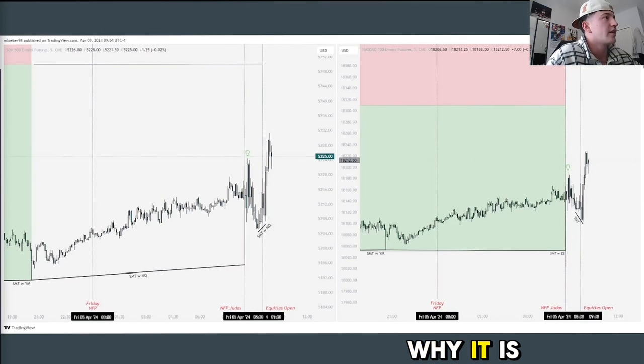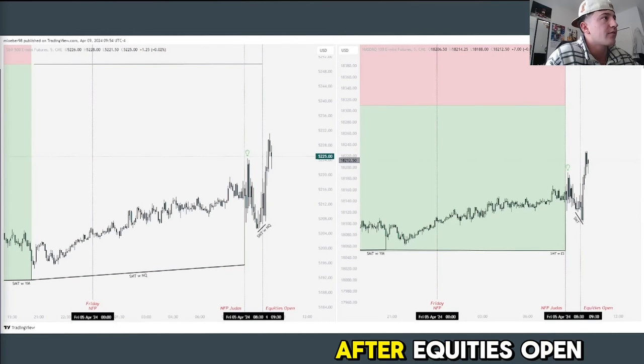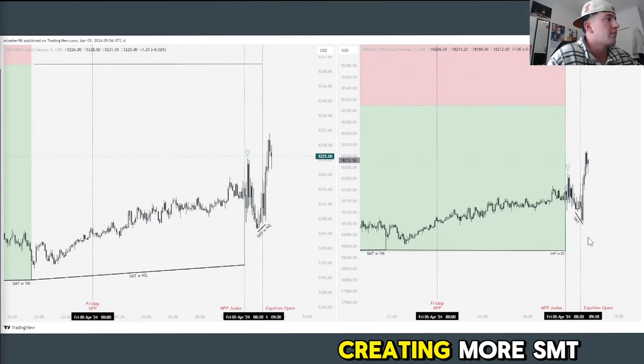And this is why it is important to wait for after equities open, because you can see what happened here. The NASDAQ ran the lows again after equities open, creating more SMT divergence with the S&P. We have higher low, higher low, higher low after the bell. And after that, we have price on both ES and NQ closing above this high, giving me an identification of a market structure shift.